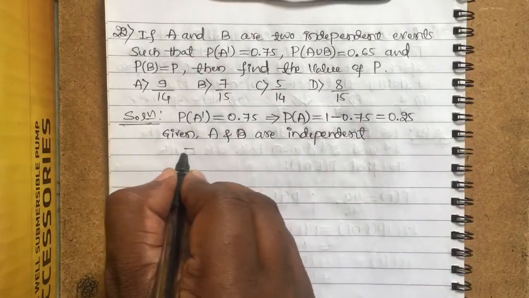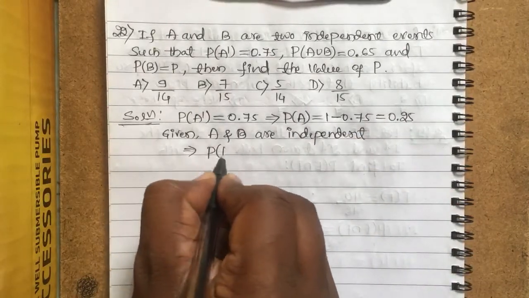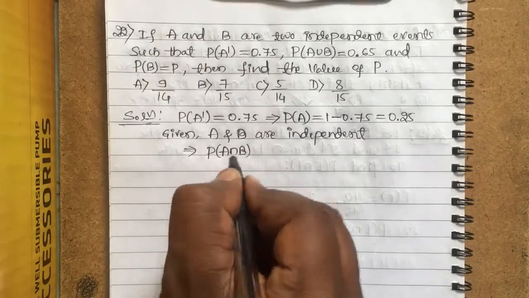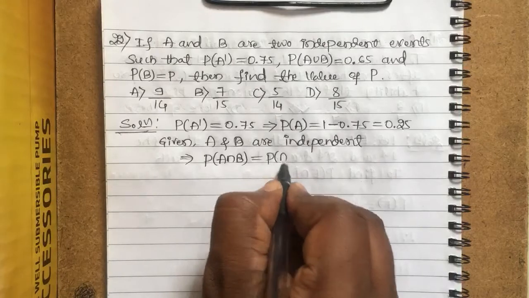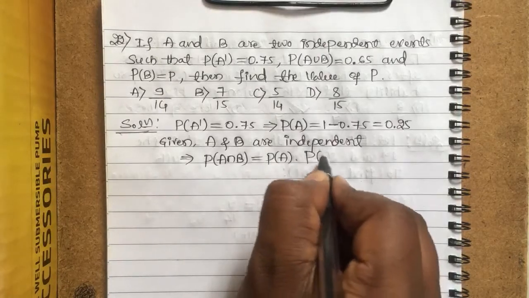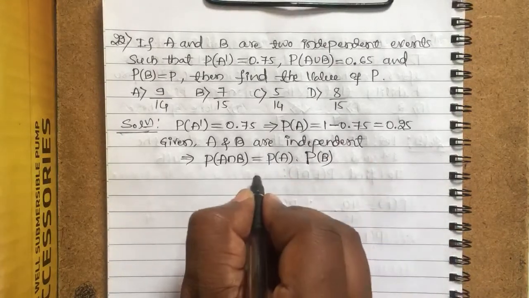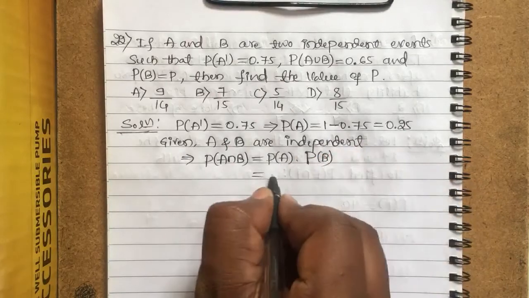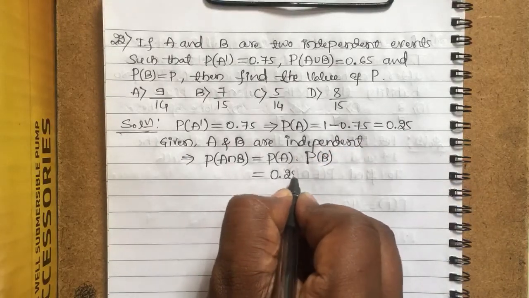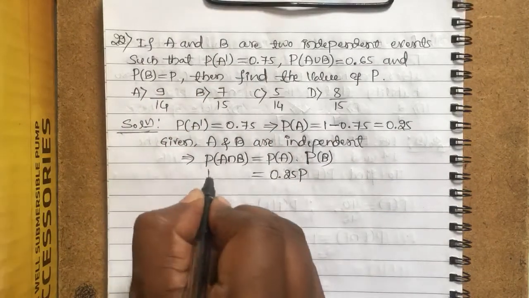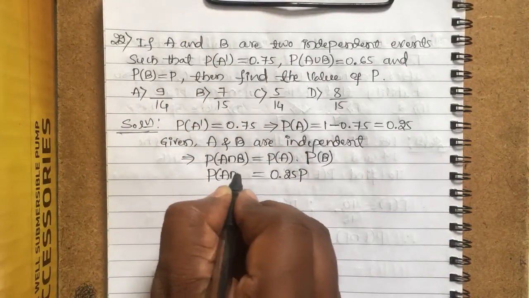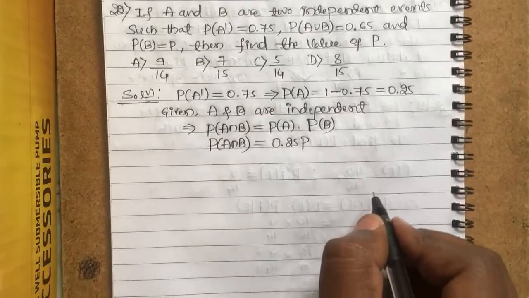So this implies P of A intersection B equals P of A into P of B. Now what is P of A here? It is 0.25 into P of B, that is P. So we have got P of A intersection B equals 0.25.